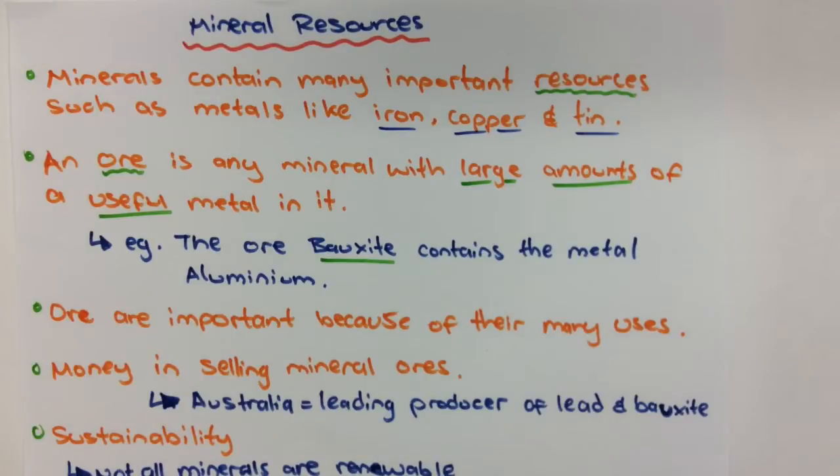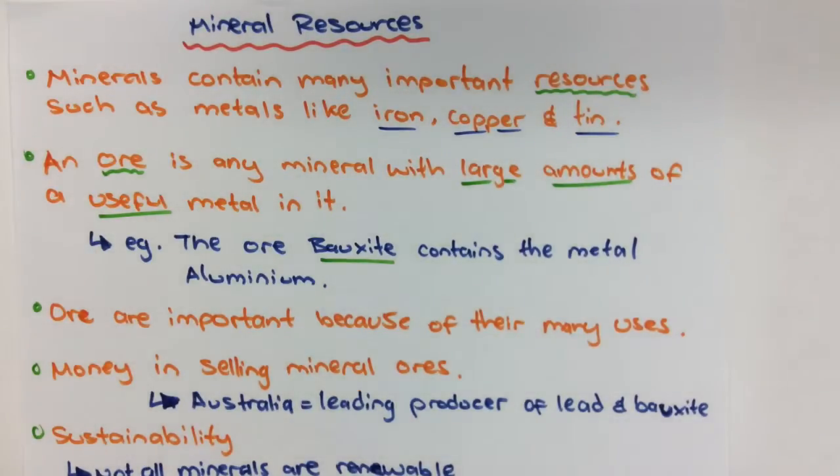Okay, so minerals contain many important resources such as metals like iron, copper and tin. An ore is any mineral with large amounts of useful metal in it. So for example, the ore bauxite contains the metal aluminium. An ore is important because of the many uses that it has.